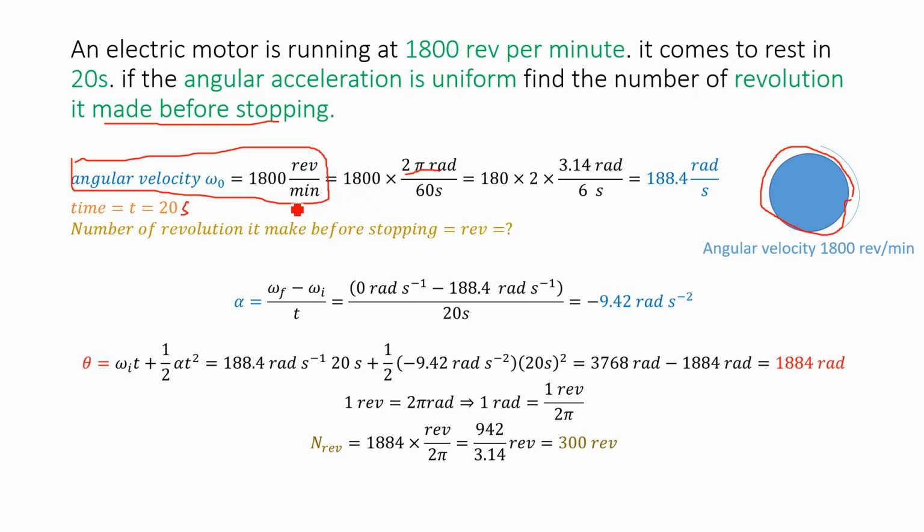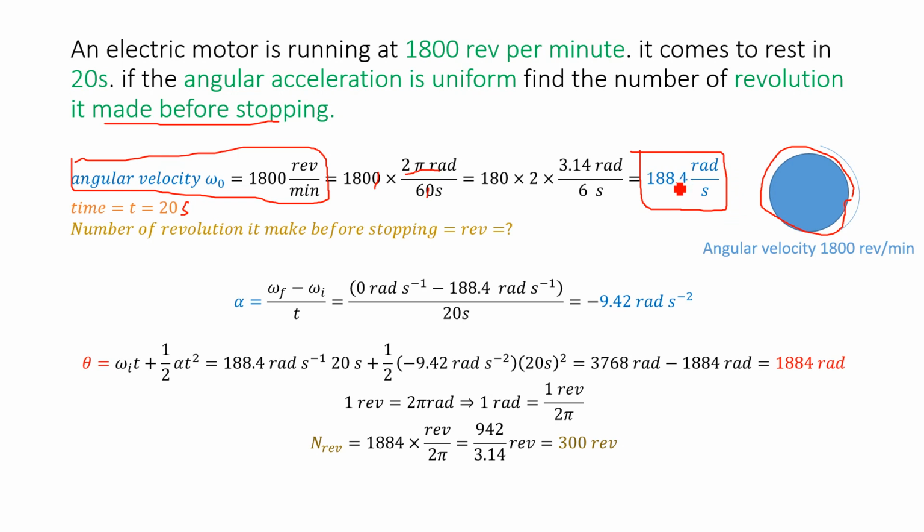And this is per minute, so 1 minute is equal to 60 seconds. Substituting these values and solving, this 0 will cancel out with this 0, and dividing gives 180 multiplied by 2 pi, where pi is 3.14, which is also 22 by 7. Multiplying this, we get 188.4 radian per second. So this is the angular velocity in radian per second.